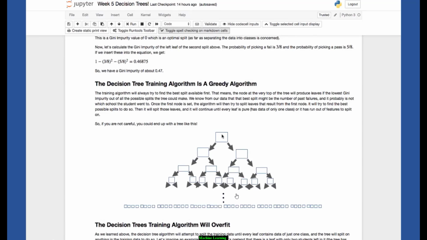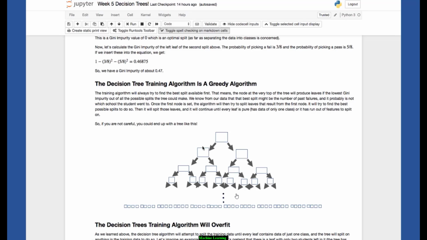Is it on failures? Is it on the go out feature? What is it on? You could try every single one and calculate the Gini impurity for each, and then you're going to select the split that leads to the lowest Gini impurity. So that's what you're going to do first. And it's a greedy algorithm, meaning it will always choose the best split it can. So at the top, it's going to choose the best split.